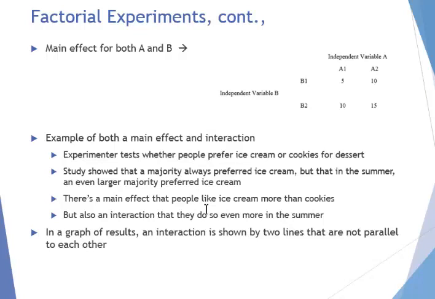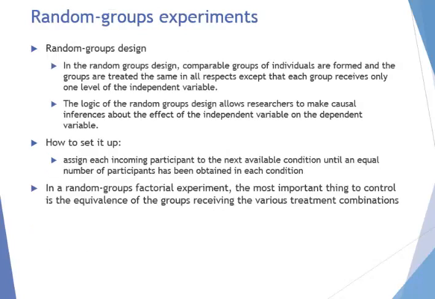For example, during the winter you might go to 20 people and ask them, and maybe 12 prefer ice cream and 8 prefer cookies, but in the summer maybe that's 19-1. It's an interaction between the two factors that causes the extreme results.